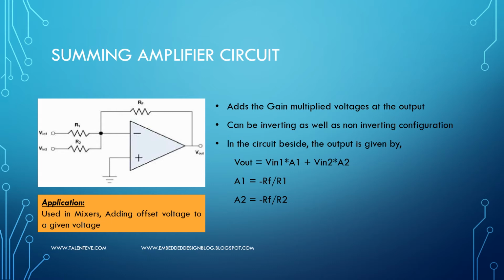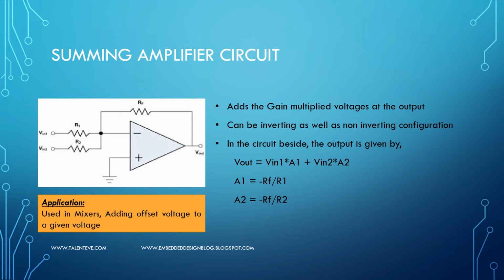The need for this summing amplifier circuit is, let us assume I have an AC voltage, an AC signal, to which I want to add some DC offset. In these scenarios, you use this circuit. Now let us see what the configuration of this is. The signal is provided to the input of the non-inverting terminal, and then we have given them through the resistors.